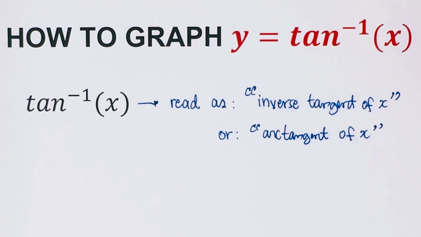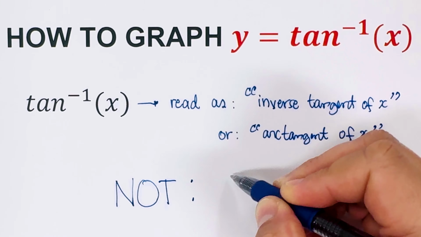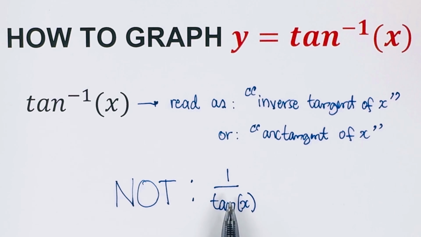Now, we remember that this notation is not equal to 1 over tangent, because 1 over tangent x is cotangent x. Now, let's dive into sketching the graph of y equals inverse tangent of x, or y equals arctangent of x.